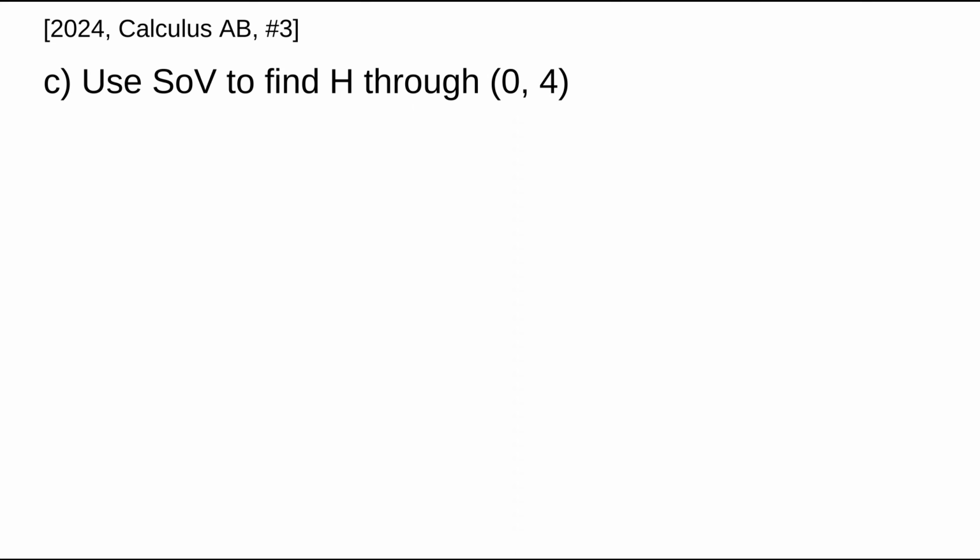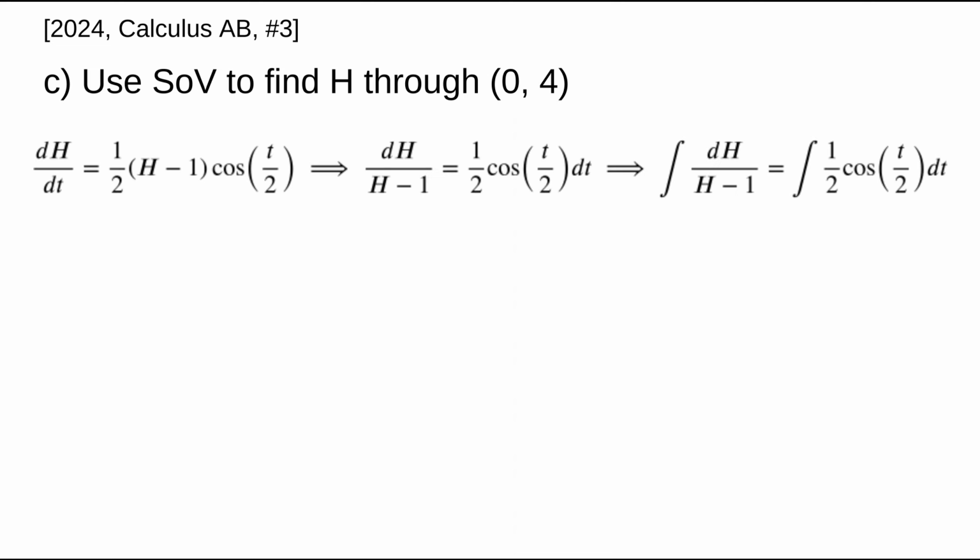In part C of this question, we are asked to use separation of variables to find a solution for h that goes through the point (0, 4). All right, so if we take our equation for dH/dt, start separating the variables. dH over (h minus 1) is 1/2 cosine t/2 dt.